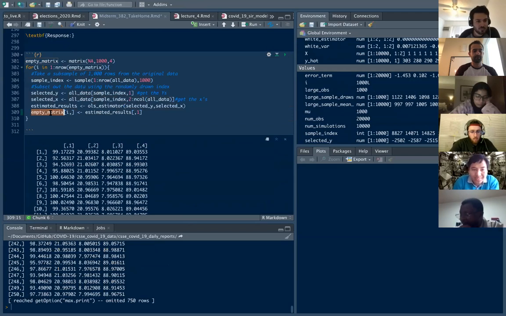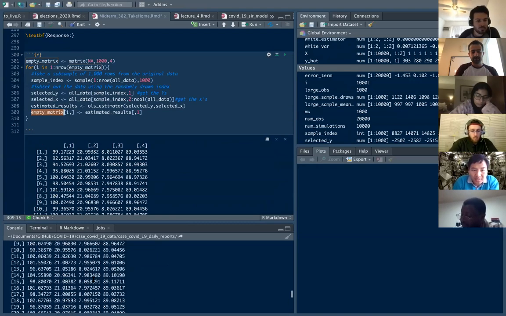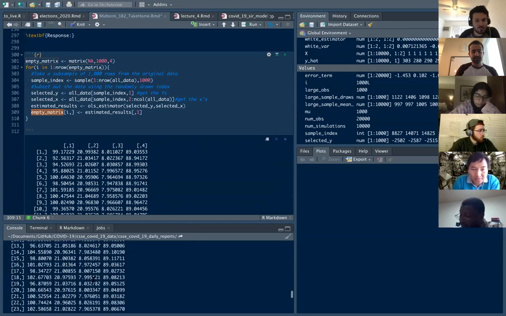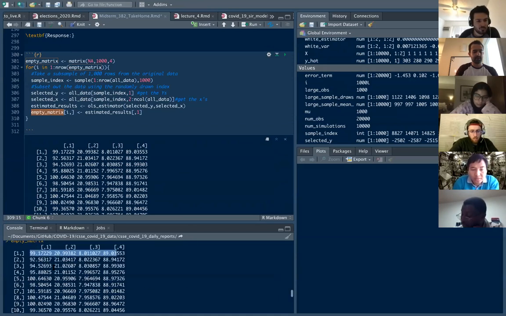NAs produced. Weird. Okay, so if we scroll through, we'll see every single time the simulation was done, I'm pretty sure the NAs are related to the White standard errors. Ignoring that, every single time the simulation was run, we get a different estimate of beta 0, the intercept term, a different estimate for beta 1, the coefficient on x1, a different estimate for beta 2, the coefficient on x2, and a different estimate for beta 3.